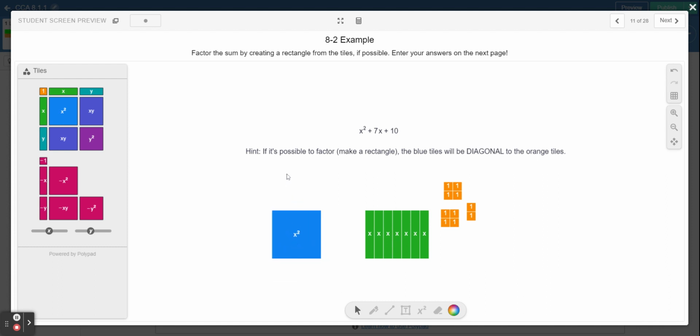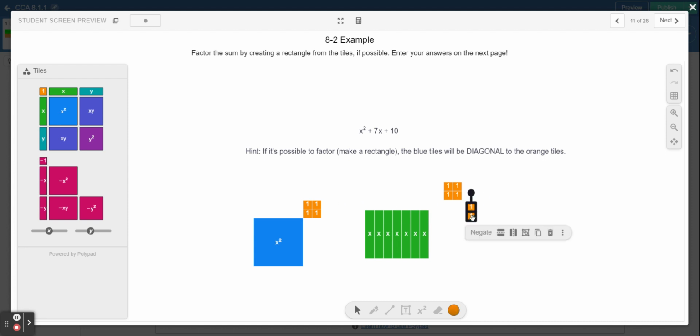And I'm going to look at this hint. If it's possible to make a rectangle to factor it, the blue tiles will be diagonal to the orange tiles. So we only have one blue tile here. So the hint that they're giving me is I've got to group all of these together somehow over here. And I've got 10. So how can I make a rectangle out of 10?